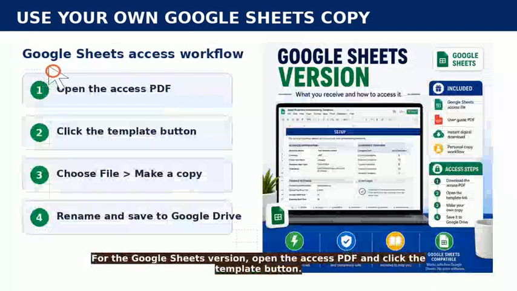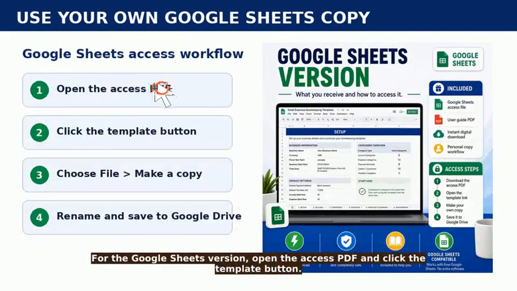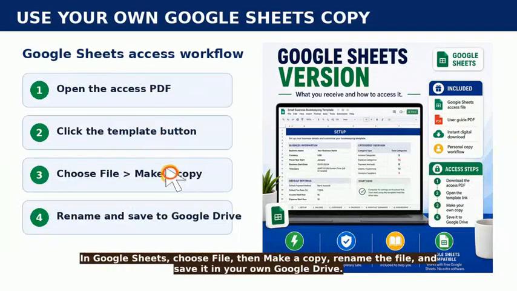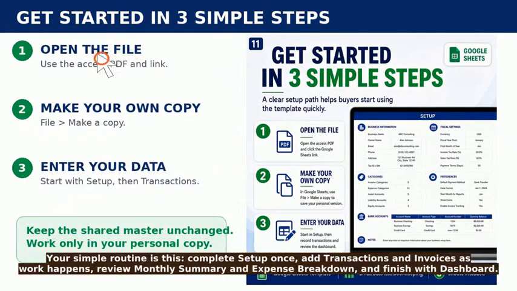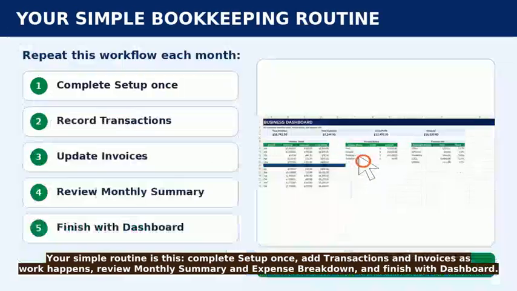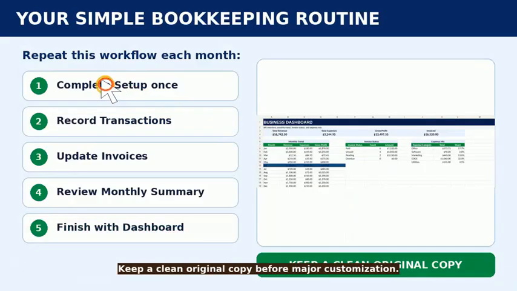For the Google Sheets version, open the Access PDF and click the Template button. In Google Sheets, choose File, then Make a copy, rename the file, and save it in your own Google Drive. Work only in your personal copy. Your simple routine is this: complete setup once, add transactions and invoices as work happens, review Monthly Summary and Expense Breakdown, and finish with Dashboard. Keep a clean original copy before major customization.